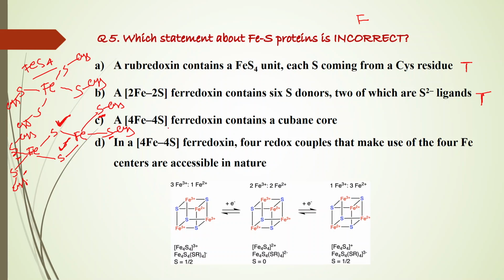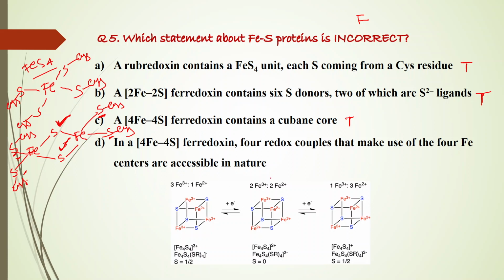So yes, 4Fe4S ferredoxin definitely has a cubane core. So the third statement is true as well. Now looking at the fourth one, it states that in a 4Fe4S ferredoxin, 4 redox couples that make use of the 4 iron centers are accessible in nature.